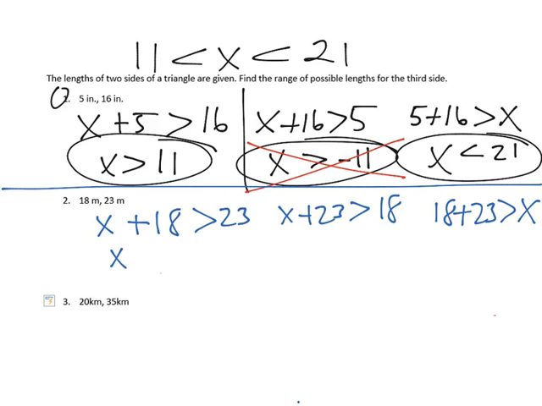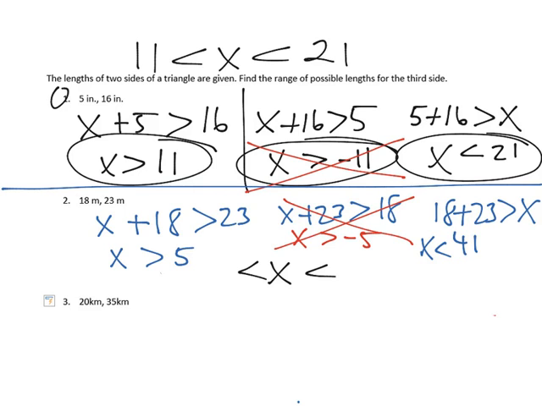Solve for those 3. Subtracting 18 from both sides, I would get x is greater than 5. Here the statement would give me a negative response: x is greater than negative 5. Again, there's no such thing as negative distance, so we'll just go ahead and eliminate that answer. And over here, this last statement would give me 18 plus 23, 41. So x is less than 41. Then we would be able to say we'll put x in the middle and put our little inequalities here. So x must be less than 41, but greater than 5.